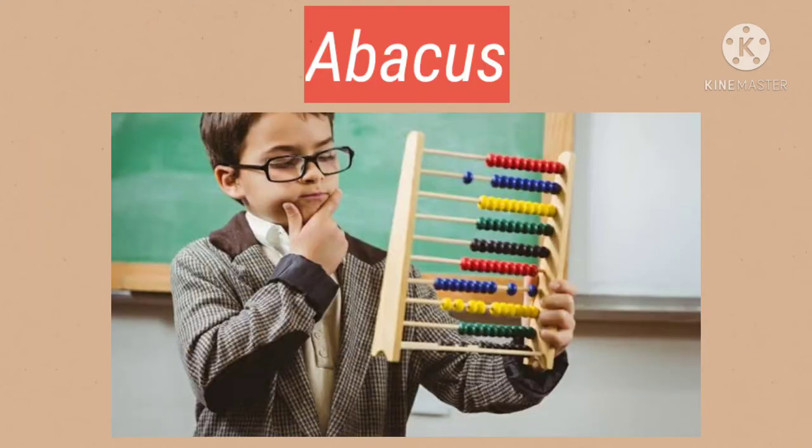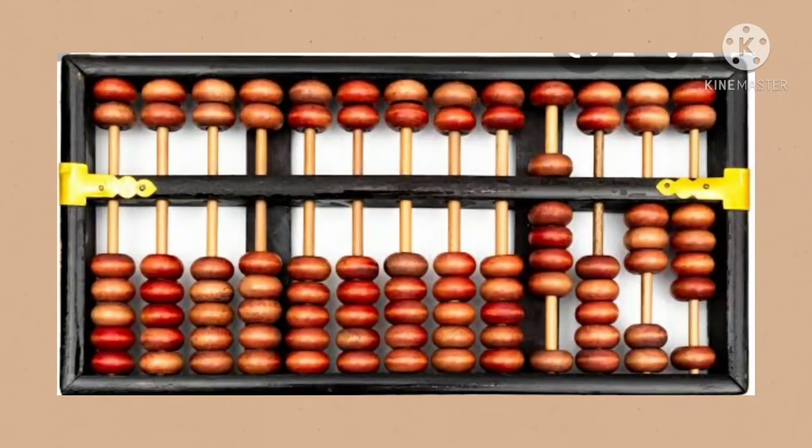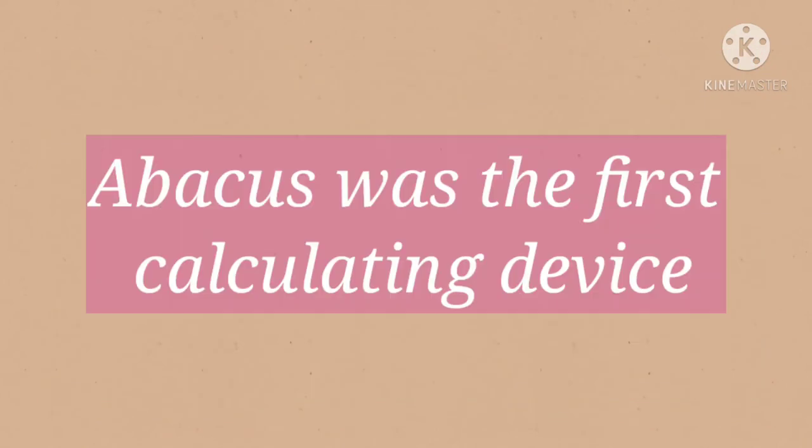First is abacus. In early times, people used fingers, stones, and bones for calculations. Later, the Chinese developed the abacus, which helped in counting large numbers. It was made up of a wooden frame with rods. Each rod had a number of beads. The abacus was the first calculating device.